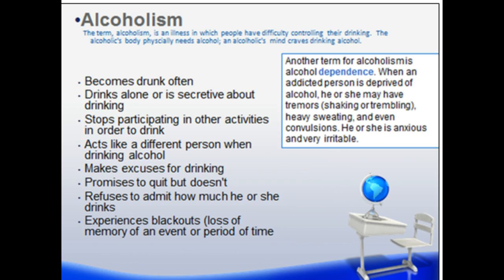A person who exhibits the signs of alcoholism becomes drunk often, drinks alone or is secretive about drinking, stops participating in other activities in order to drink, acts like a different person when drinking alcohol, makes excuses for drinking, promises to quit but doesn't, refuses to admit how much he or she drinks, and may experience blackouts, which are loss of memory of an event or period of time.